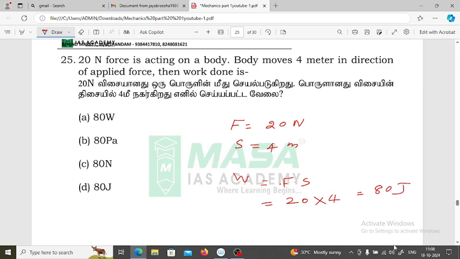Now you check the answer here. All the options are 80. Magnitudes are same. But carefully analyze the unit. The answer is option D, 80 joule. Newton is the unit of force. Pascal is the unit of pressure. And watt is the unit of power.